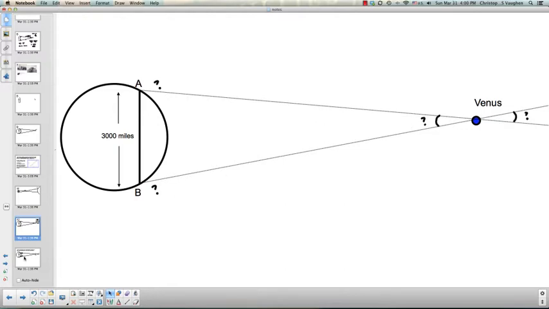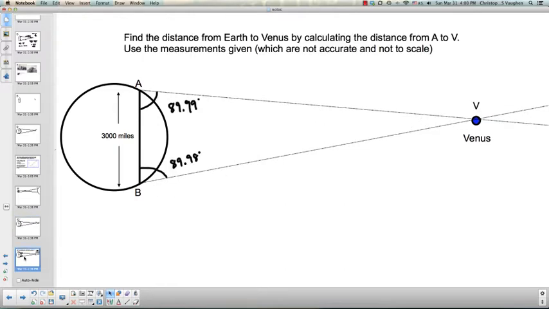So let's take an example. I just made up some numbers, right? And let's use these measurements at point A, 89.99 degrees to Venus, and at point B, 89.98 degrees to Venus. And from that, we'll find the distance from Earth to Venus by calculating this distance from A to V, just like we did before. Use the measurements that are given here. These are not really accurate measurements, and it's obviously not drawn to scale. I just made up the numbers so that it would give you a feeling of what that calculation would have been like when it was done the first time in the 1700s.